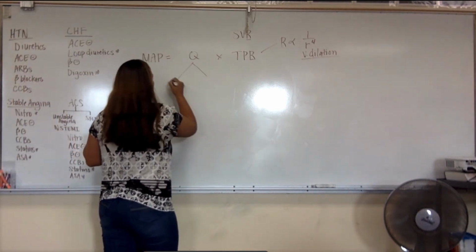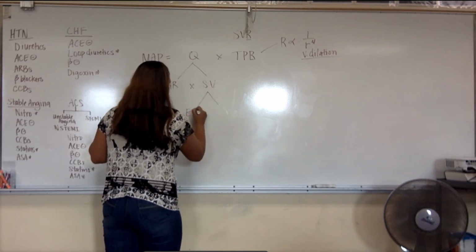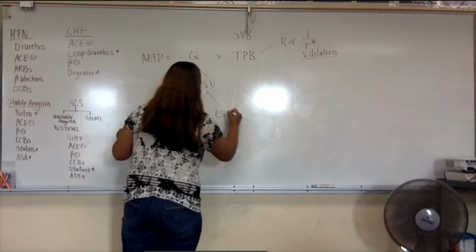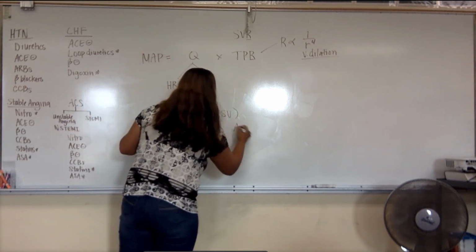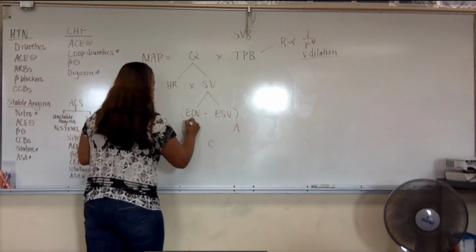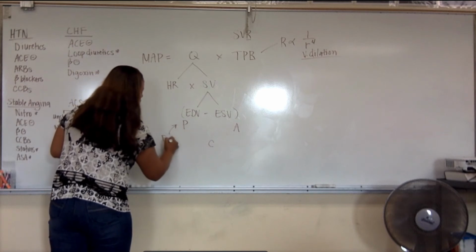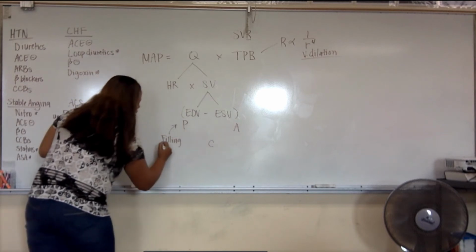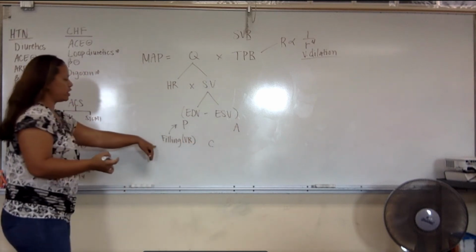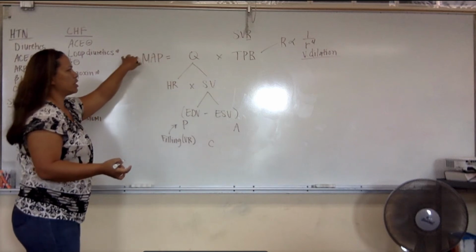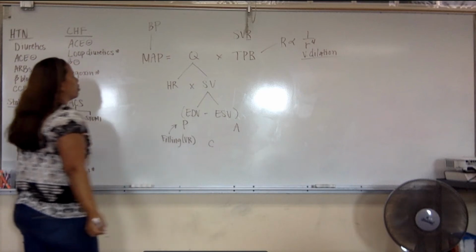And then we have heart rate times stroke volume. Stroke volume is end diastolic volume minus end systolic volume. And then I have three factors that can affect these: contractility, afterload, and preload. Preload is affected by how much I'm filling the heart with, otherwise known as venous return. Factors that affect venous return affect preload and ultimately blood pressure. We're going to say mean arterial pressure is equivalent to saying blood pressure.